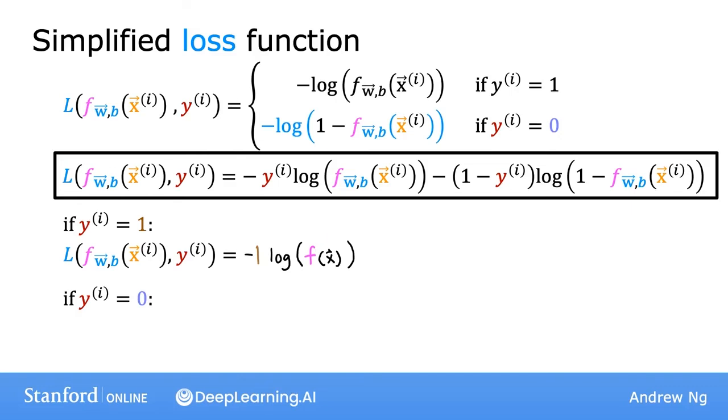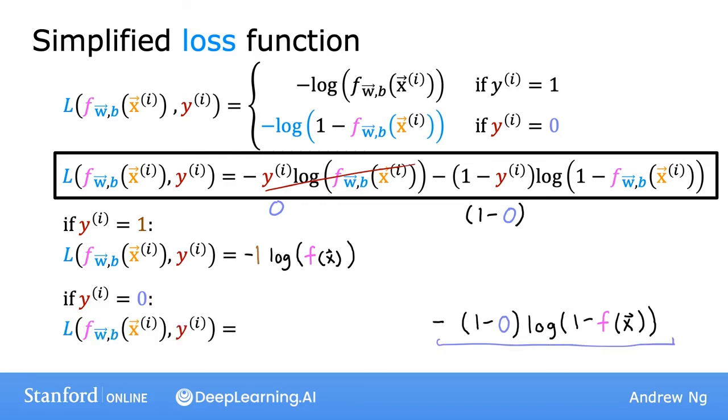Let's look at the second case, when y is equal to 0. In this case, this y here is equal to 0, so this first term goes away. And the second term is 1 minus 0 times that logarithmic term. So the loss becomes this negative 1 times log of 1 minus f of x. And that's just equal to this second term up here. And so in the case of y equals 0, we also get back the original loss function as defined above.